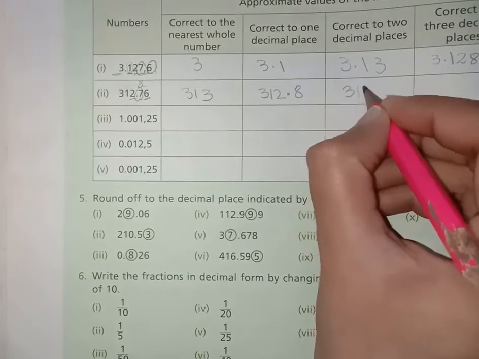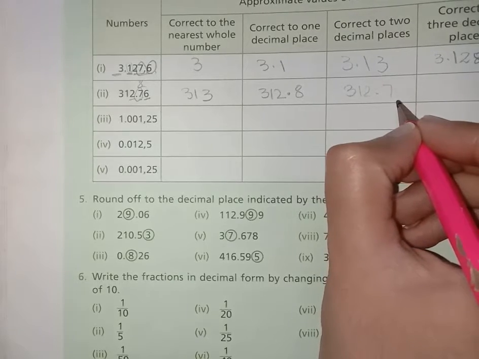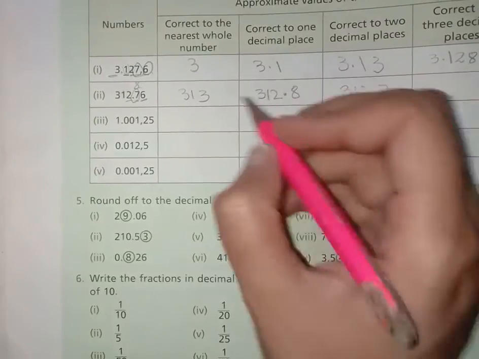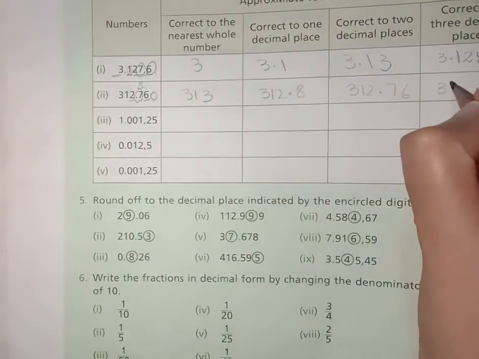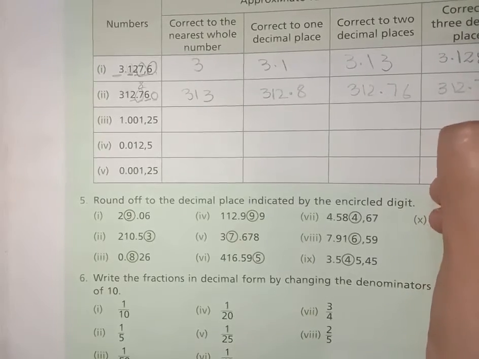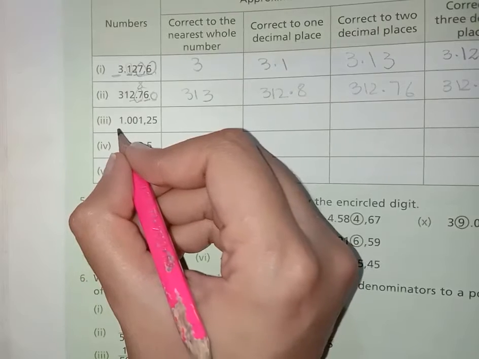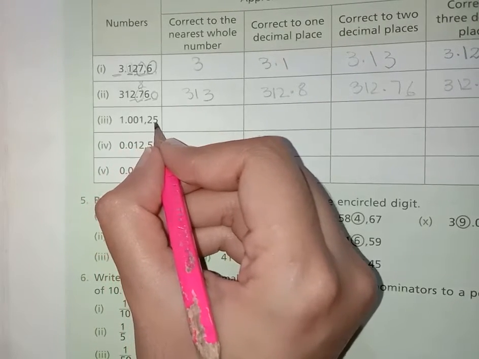This is 312.76. After 2 decimal places there is no third decimal place, so we can write a 0, so it is 312.760. Now move towards the next question, which is 1.00125.